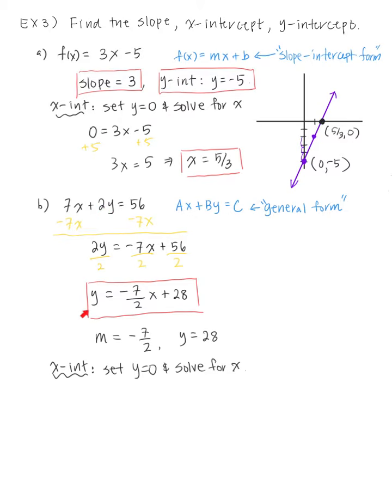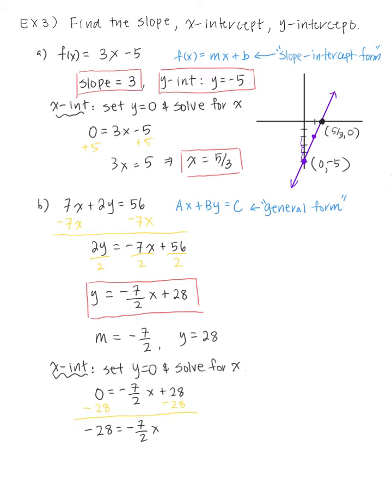Let me take the slope-intercept form and set the y value to be 0. Here we're going to have 0 equals -7/2x plus 28. Now we're going to solve for x, so we're going to subtract 28. Then what do we get? You're going to have -28 equals -7/2x. Now how do you solve for x? You multiply by the reciprocal of -7/2, which is -2/7.